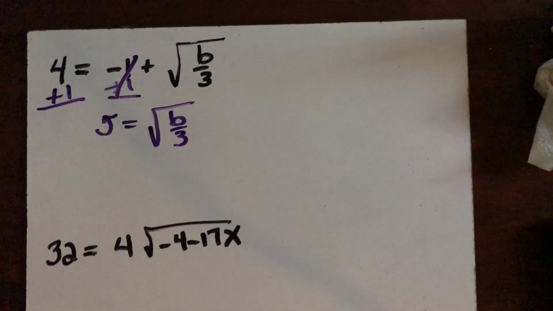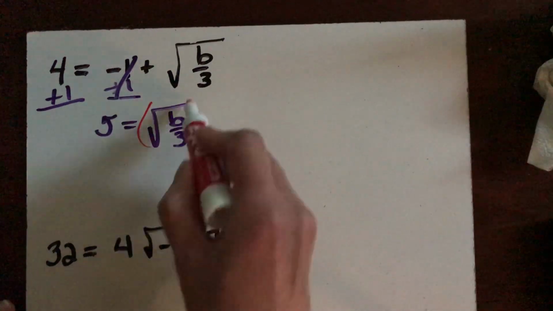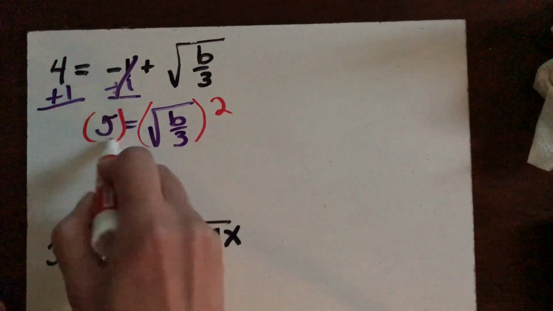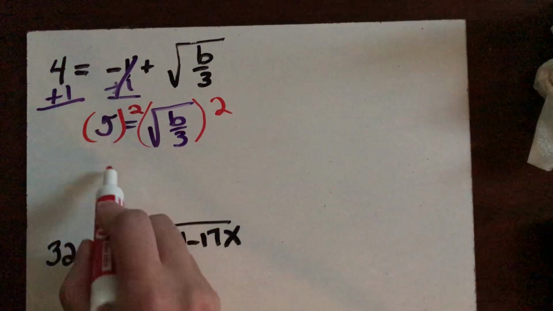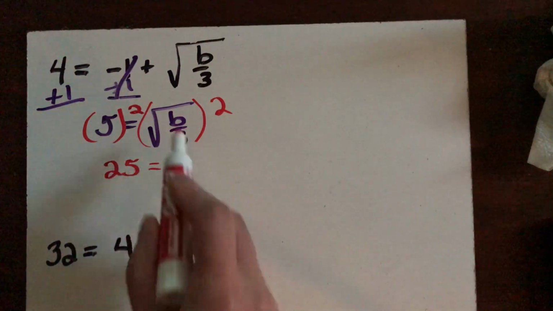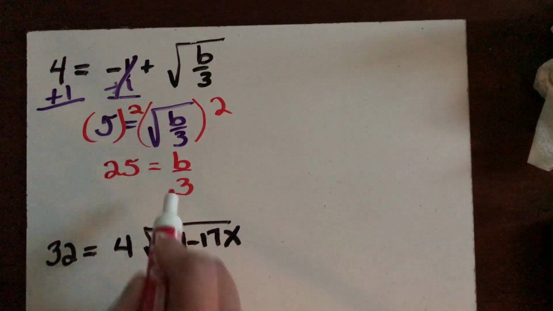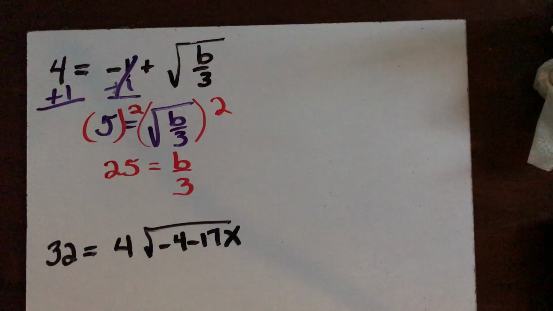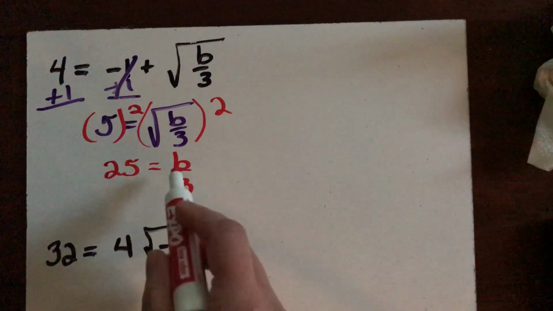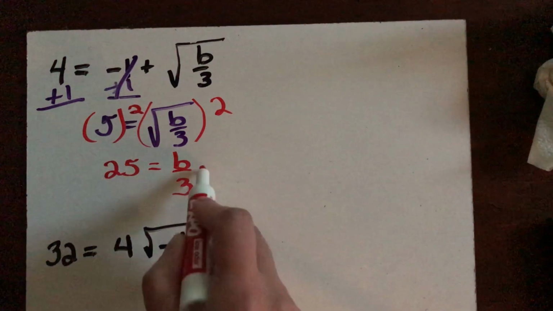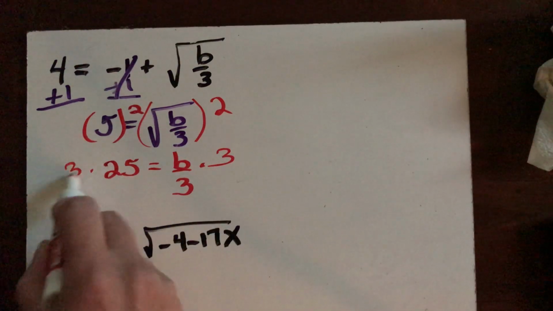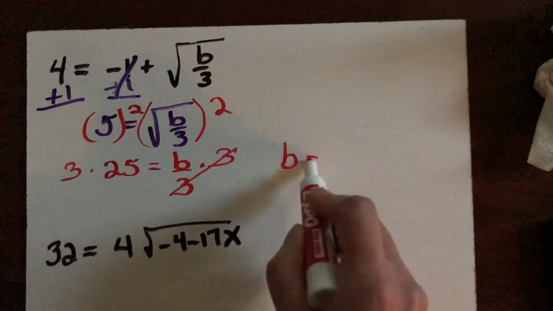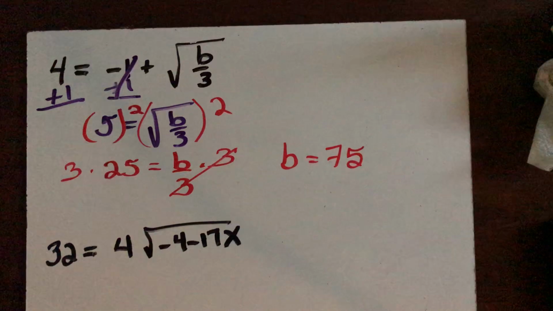Then from there, to get rid of the radical sign, you square it. So if I square this side, I have to square that side. So you end up with 5 squared is 25. And again, you just bring the radicand out. Now, to solve for b, again, you can just cross multiply, or you can just multiply each side by 3, which ends up with b is equal to 75.